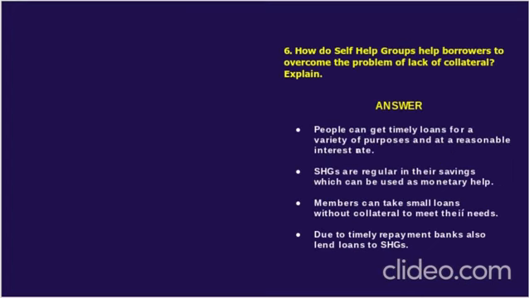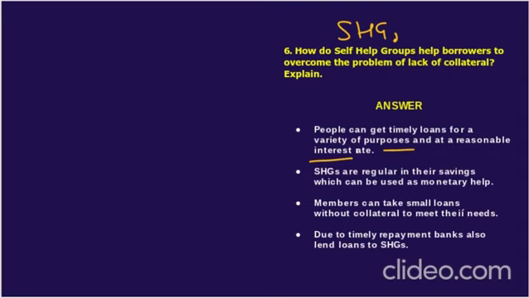Next question is, how do self-help groups help borrowers to overcome the problem of lack of collateral? Explain. Now, how will we explain this question? We have to explain here that the SHGs, self-help groups, how they help the borrower so that they can overcome the problem of collateral. Now, people can get timely loans for a variety of purposes at a reasonable interest rate. They should get timely loans whenever needed, and also at a proper interest rate. It's not like for some it will be very high, for some it will be very low. It should be at a proper and reasonable rate.